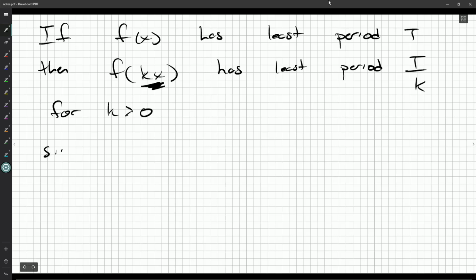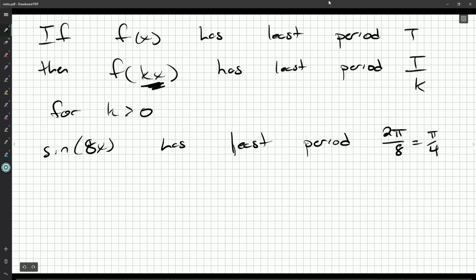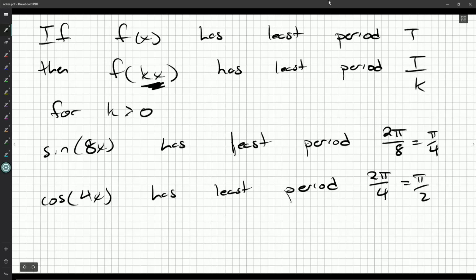So you can say things like sine of 8x has least period, we were told it's 2 pi, so 2 pi over 8, which is pi by 4. And cosine 4x has least period 2 pi by, well, we multiplied by 4 inside the function. So this would be pi by 2. Okay, but you might say, well, they're not asking about sine 8x. They're not asking about cos 4x. They're asking about a combination of the two.